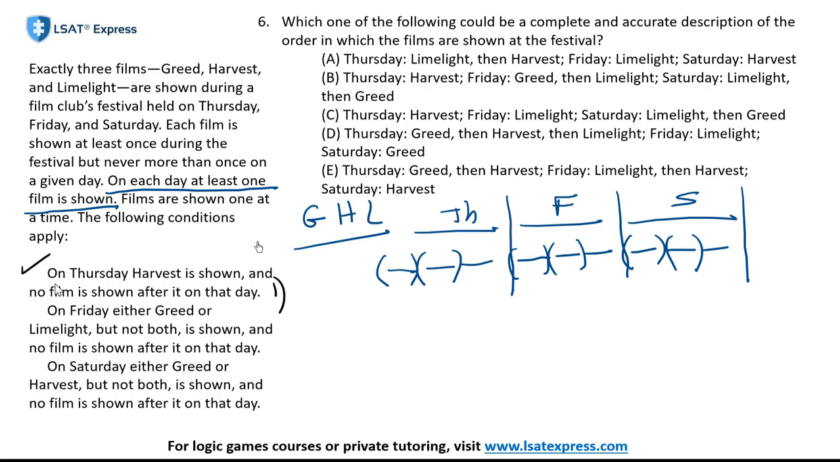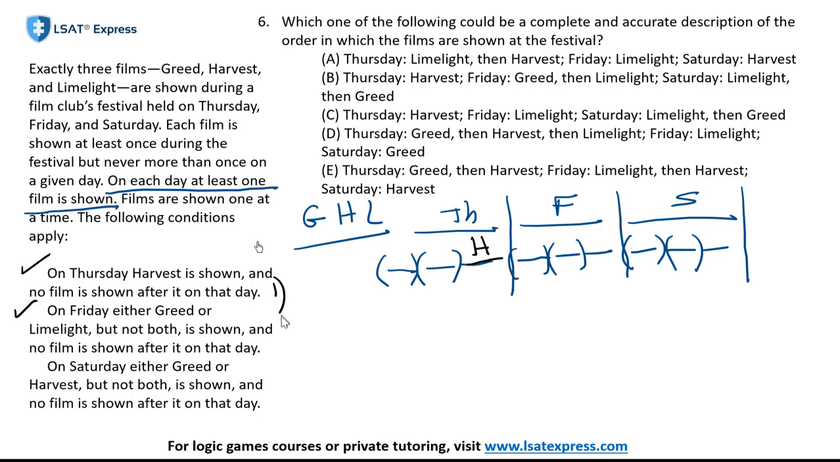Rule 1. On Thursday, H is shown and no film is shown after it on that day. So in our diagram, I'm going to write H and I'm also going to kind of bump it up against the wall, so to speak. H is shown and no one is shown after it. So that's rule 1. We can just write it in the diagram. I see no need to write it over here on our left-hand column. We'll just put it straight in the diagram.